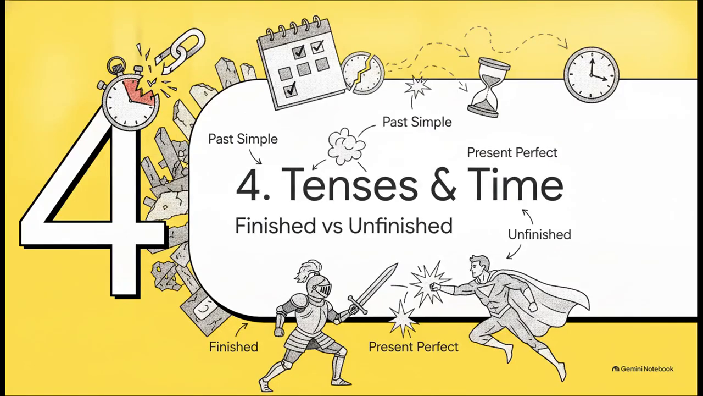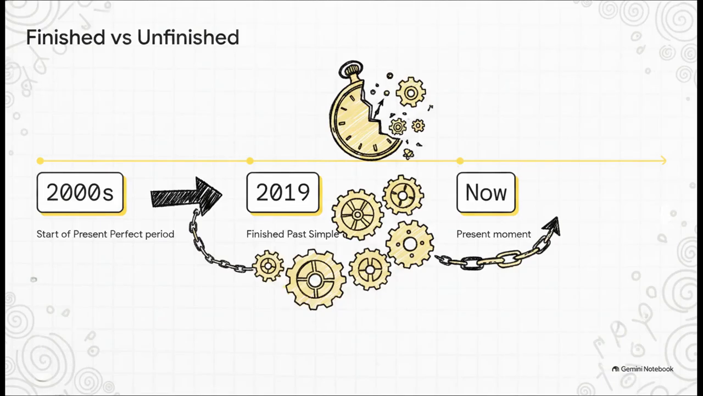Moving right along to Section 4, tenses and time periods, or the showdown between finished versus unfinished time. When you're trying to decide between tenses, remember that it's not about how long ago something happened. It's really a philosophy of finished versus unfinished time. Past simple is for a completely finished time period, like a specific event in 2019. Present perfect, on the other hand, is for an unfinished period that connects a past event, say something starting back in the early 2000s, directly to the present moment right now.